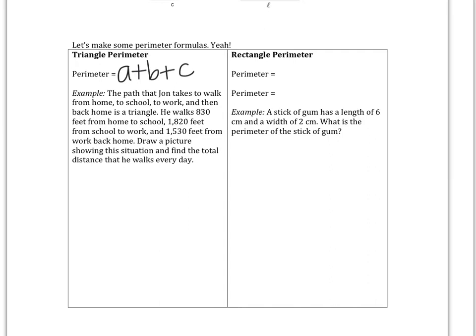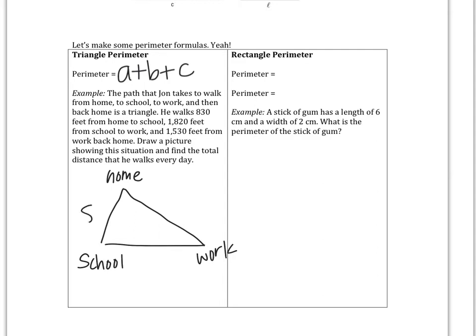So we have, here is home and work and school. So this is 830, this is 1,530, and this is 1,820. So what we would do is just add all those up.